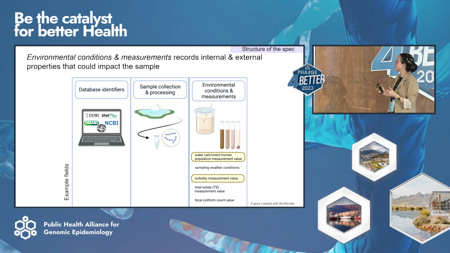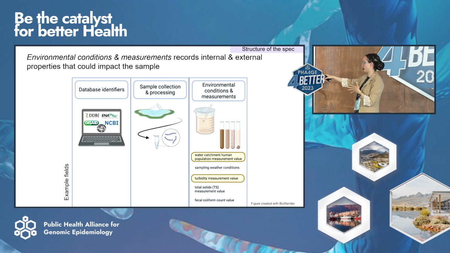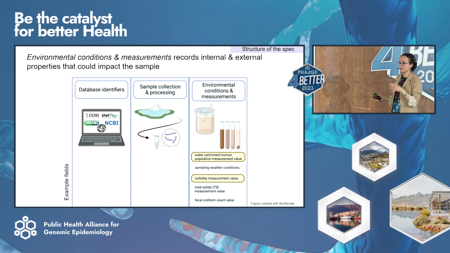Environmental conditions and measurements can be split into 4 types of metrics. One is human-related metrics, such as the population that contributed to your sewer shed. Others are weather-related, such as the sampling weather, or how much precipitation there was in the 24 hours prior to collection. We also have physicochemical metrics like turbidity, and then finally we have wastewater quality metrics like total solids and fecal coliform.